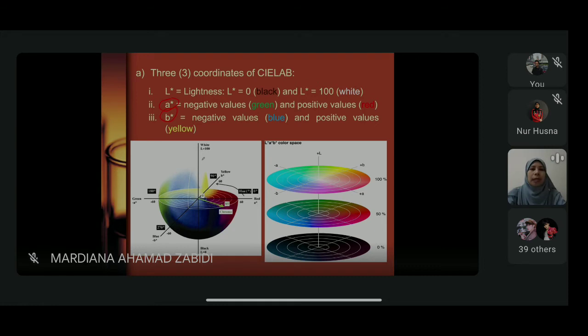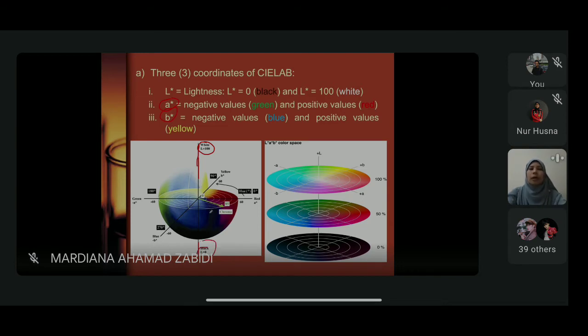So if you look here, I don't know whether you can see it or not. Okay, look at the picture at the bottom left. The black line that I highlighted in red, this is the vertical line, and that one is meant for lightness. Okay, you see. If white, it means the value of L is 100. At the bottom, on this vertical line, if black it means 0.